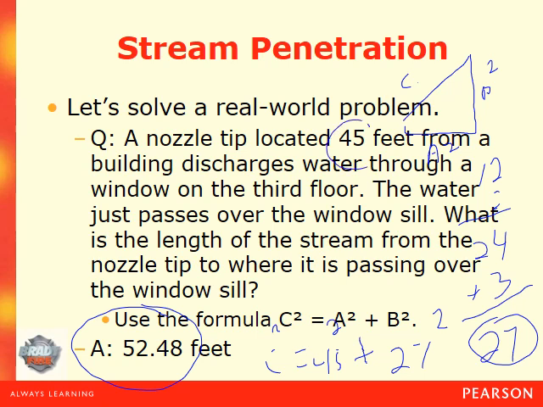A they give us right here. That's 45 feet away. And now you just have to do the math. 45 squared plus 27 squared. We have the square root of C here. So after you get those answers, you square root it. And there you go.